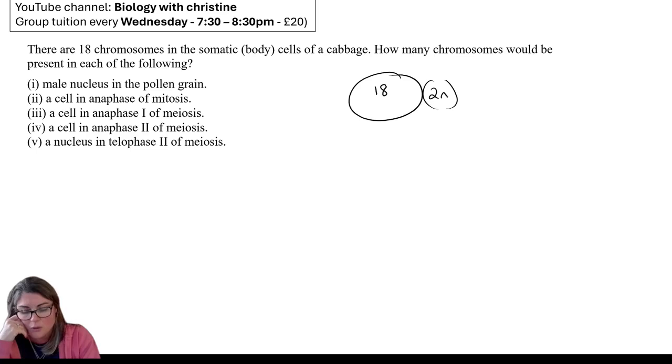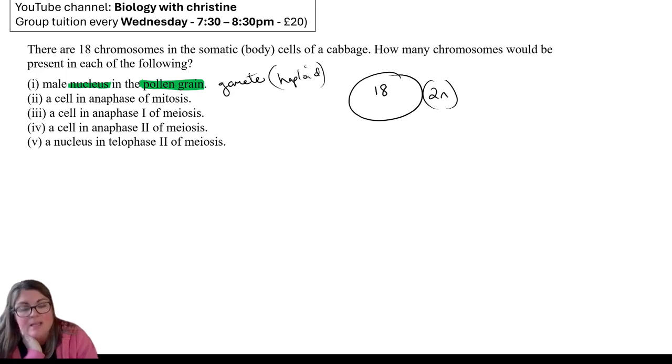Well, the first thing you should note is you have a nucleus of the pollen grain. So the pollen grain is the gamete. They're checking whether you know, if you get a question like this, that this should be a haploid cell because it is a gamete, and therefore it should only have N. If you understand that, then you can work out that if you started with 18, N would be 9 because you've got the haploid number.